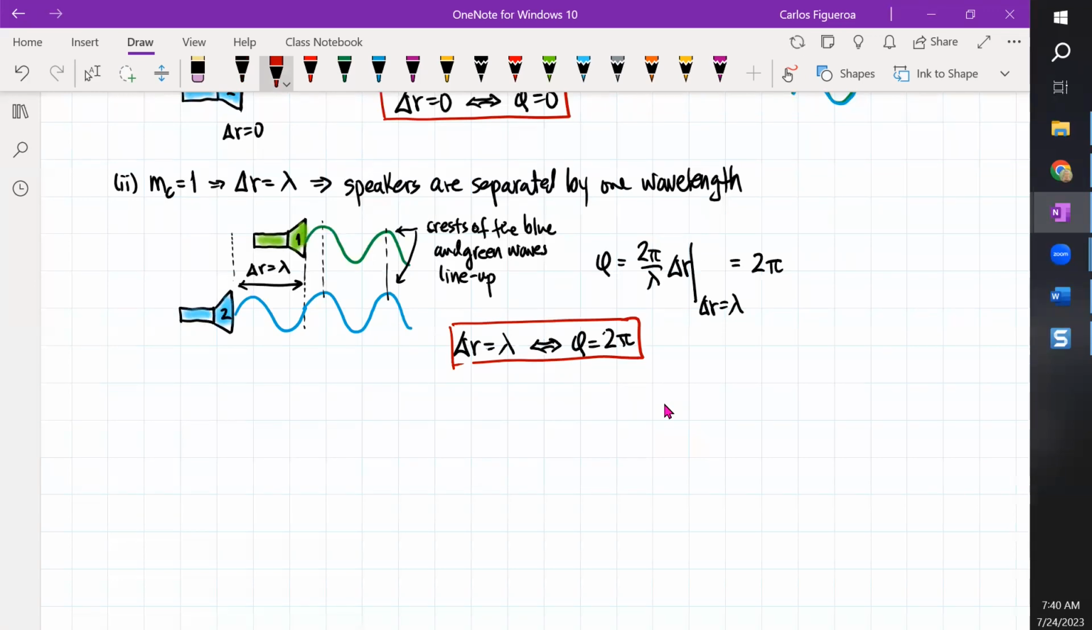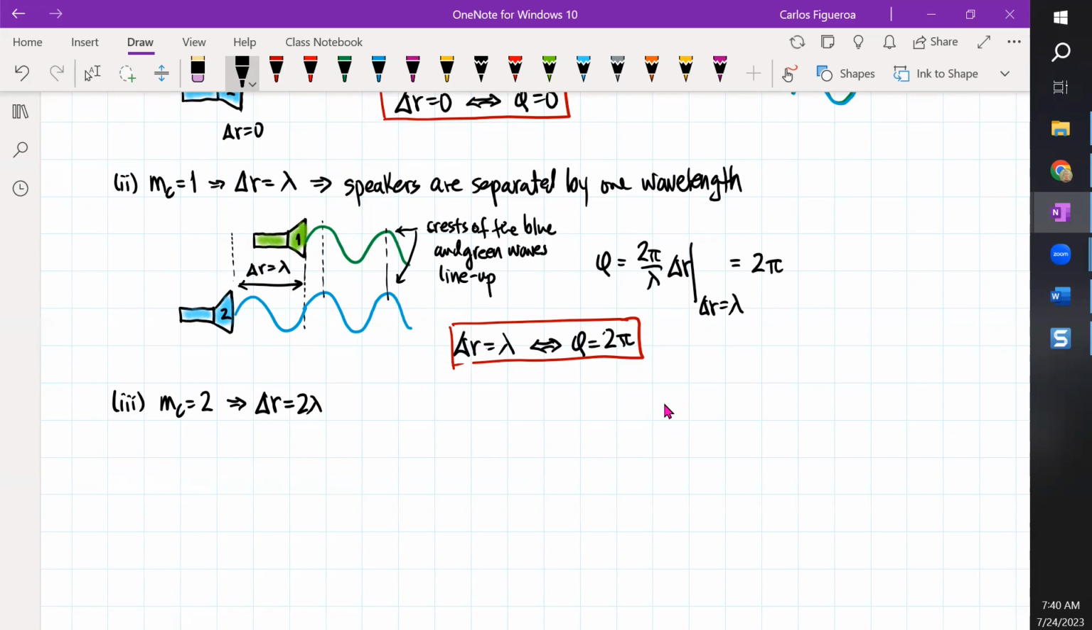Let's go to the next one. So now I'm going to pick MC equals to 2. That immediately tells me that delta R has to be 2 waves. So now we know that the speakers have to be separated by 2 wavelengths.